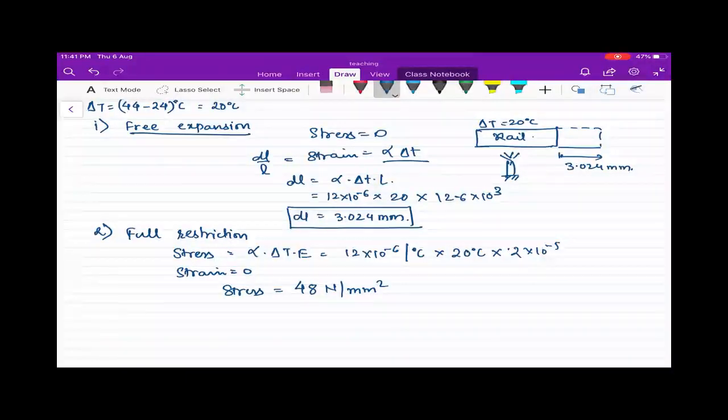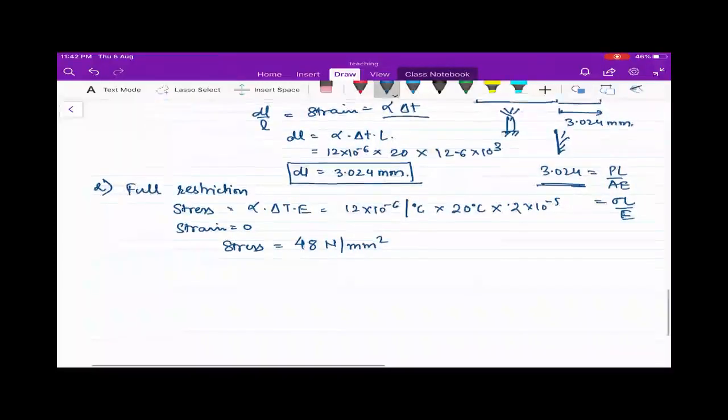Now in second case, what has happened? This restriction was totally rejected. If this expansion is totally rejected, it means this 3.024 mm will cause stress. And that stress is nothing but due to 3.024 mm restriction. Are you getting my point?